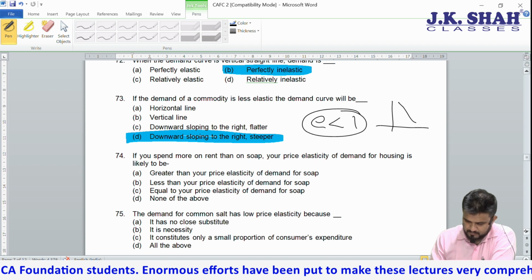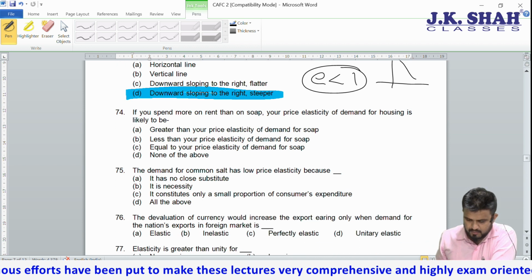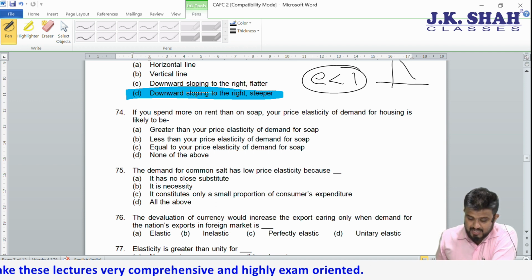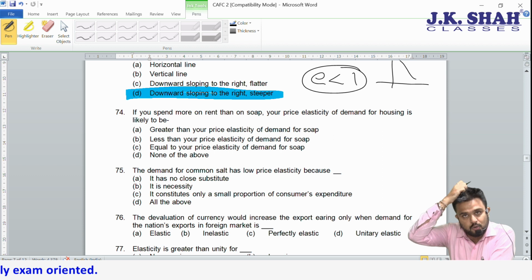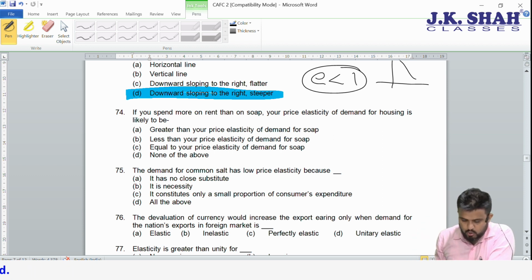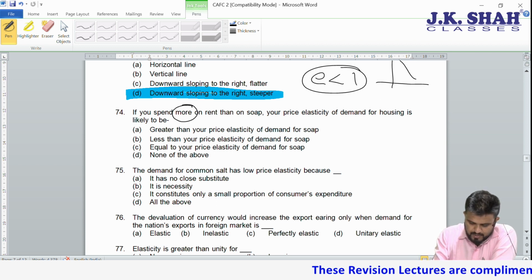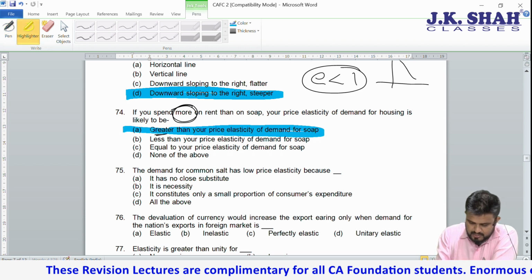74. If you spend more on rent than on soap, your price elasticity demand for housing is likely to be greater than your price elasticity demand for soap, less than your price elasticity of demand for soap, equal to your price elasticity demand for soap, none. Students, here the word they are mentioning, I am spending more, so of course it will be greater. So option A is correct.